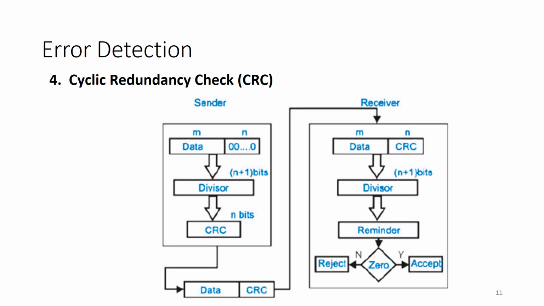The only difference is that on the sender side, some number of zeros are appended to the original data, and on the receiver side, instead of the zeros, the CRC is appended to the original data. So the criterion for the number of zeros to append is the number of bits in the divisor minus 1. For example, if the divisor has 5 bits, then 5 minus 1, that is 4, we need to append 4 zeros here.